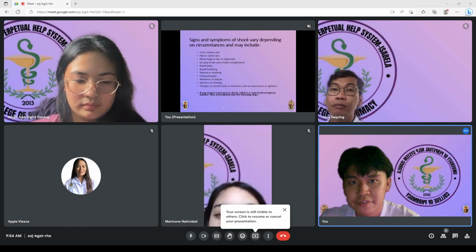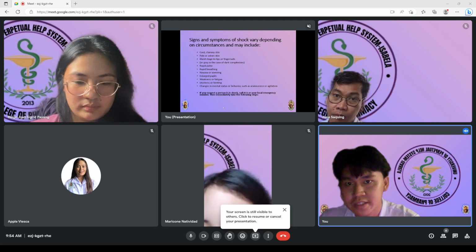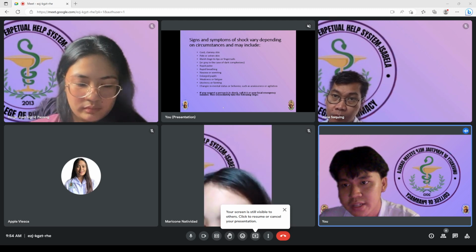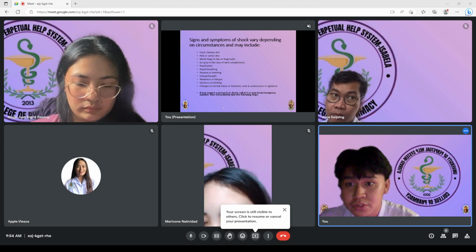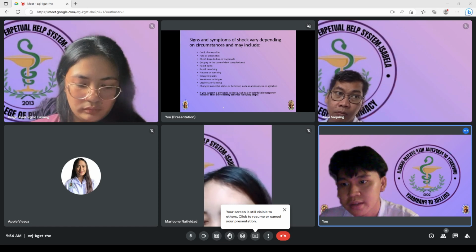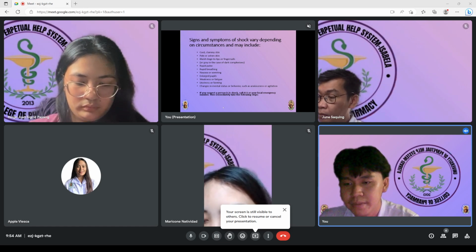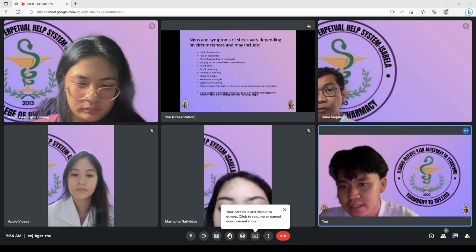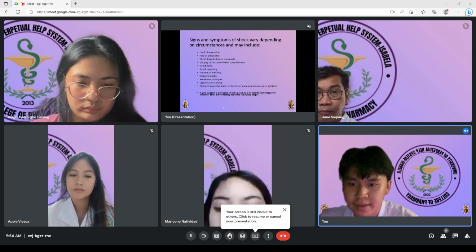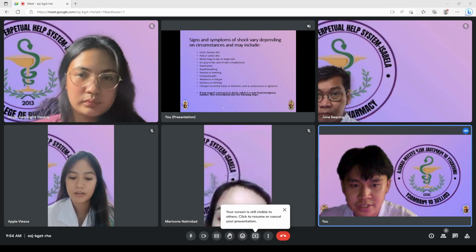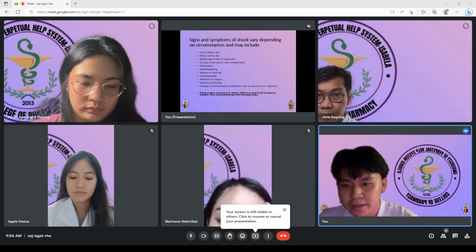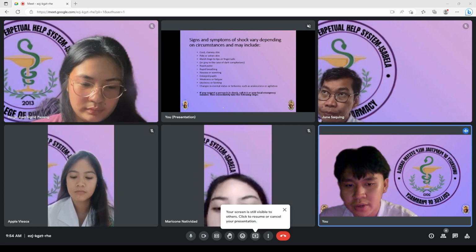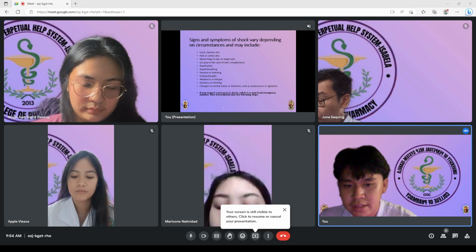Signs and symptoms of shock vary depending on circumstances and may include cool, clammy skin, pale or ashen skin, a bluish tint to lips or fingernails, or gray in the case of dark complexions, rapid pulse, rapid breathing, nausea or vomiting, enlarged pupils, weakness or fatigue, dizziness or fainting, and changes in mental status or behavior such as anxiousness or agitation. If you suspect a person is in shock, call 911 or your local emergency number. Then immediately take the following steps.